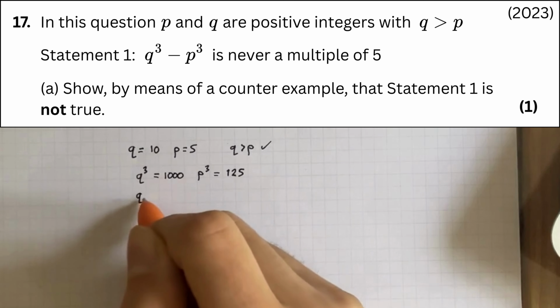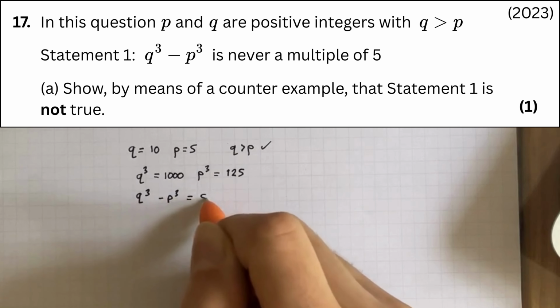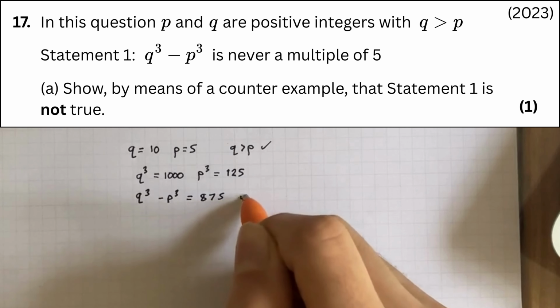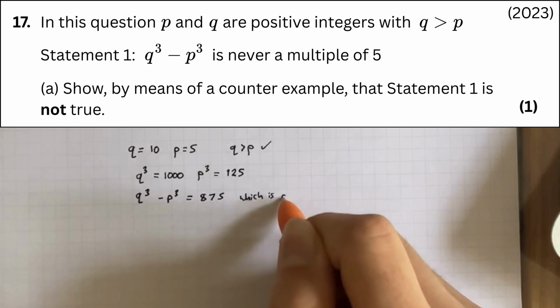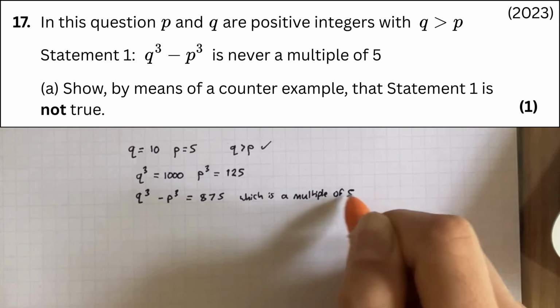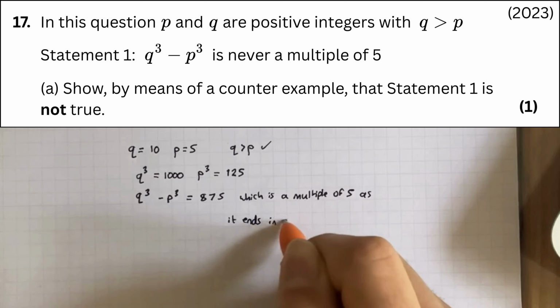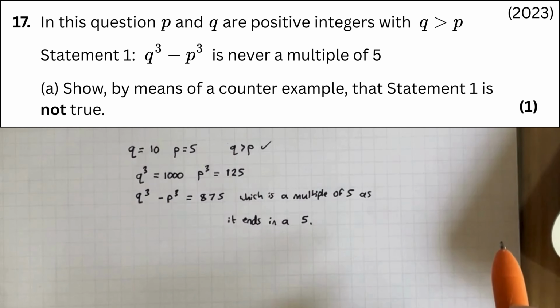If we do the subtraction, q cubed minus p cubed, q cubed is quite hard to say, then we're going to get 875. And we know this is a multiple of 5 because it ends in a 5. So clearly this statement is false. Although I should probably say not true, just to match the wording of the question.